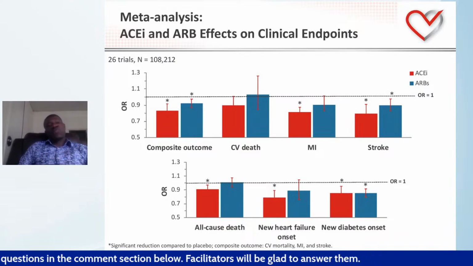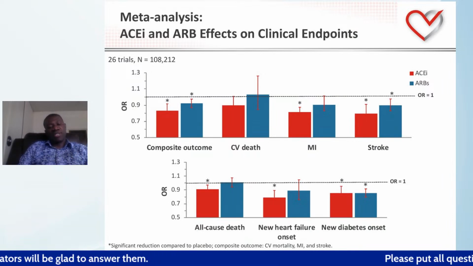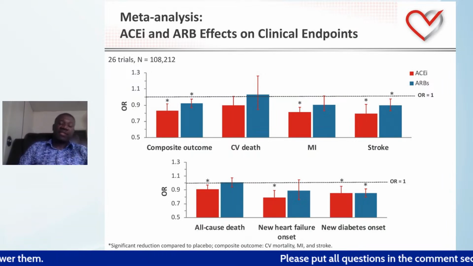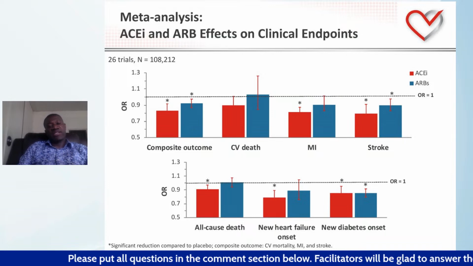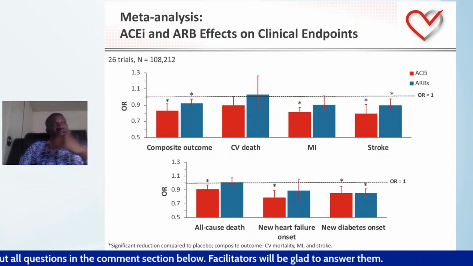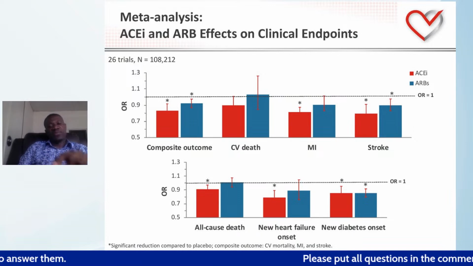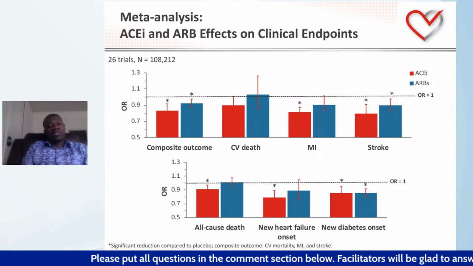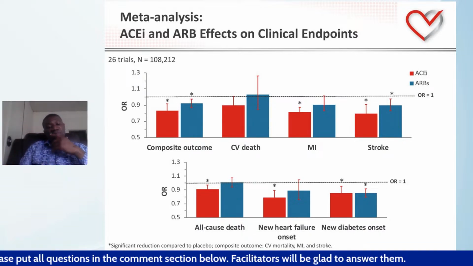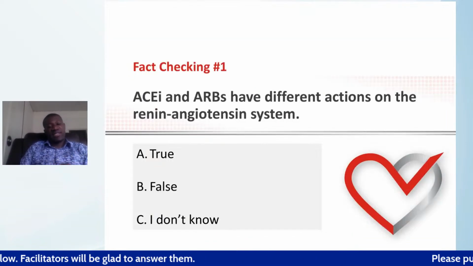Now, if you put away all-cause mortality and narrow down on things like cardiovascular death, myocardial infarction, stroke, new heart failure onset, and also new diabetes onset, you look at the odds ratio and you realize that the odds seem to be in favor of the ACE inhibitor. Those are the ones in red. The odds for somebody getting a cardiovascular death, myocardial infarction, stroke, and all those things that are here are lower with ACE inhibitors compared to ARBs. So in the scientific world, some meta-analyses that have been done even point to some sort of superiority of ACE inhibitors when compared against ARBs.